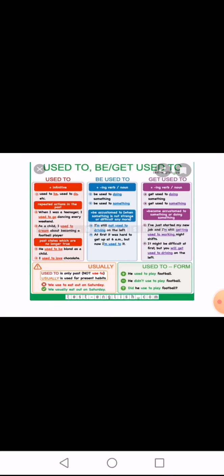So the most important things here: be مع used to plus verb 1 ing حكينا you are familiar with these things معتاد عليه. أما get used to مع plus verb 1 ing إنه أنت عم تعتاد عليه. Used to be, get used to. هاي used to مع الانفينيتيف. نحكي used to be أو used to do حسب الverb, repeated action in the past يعني إشي حدث معتاد تعيده بالماضي.